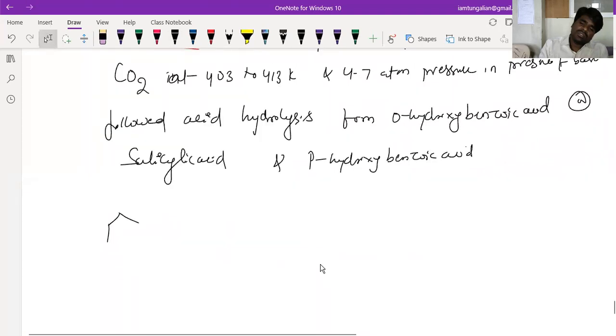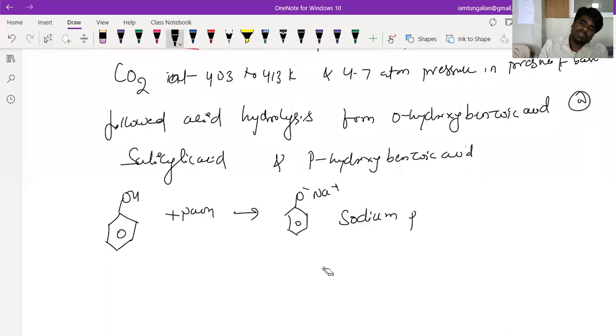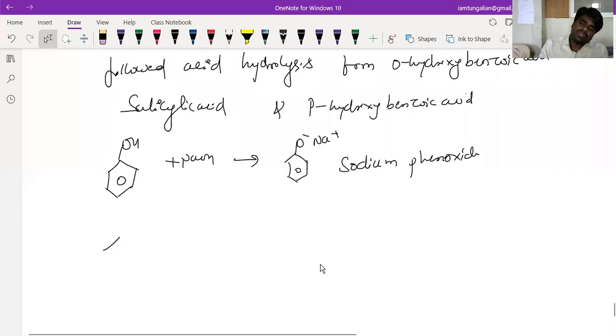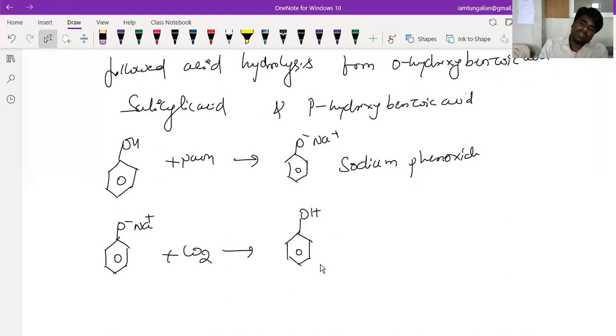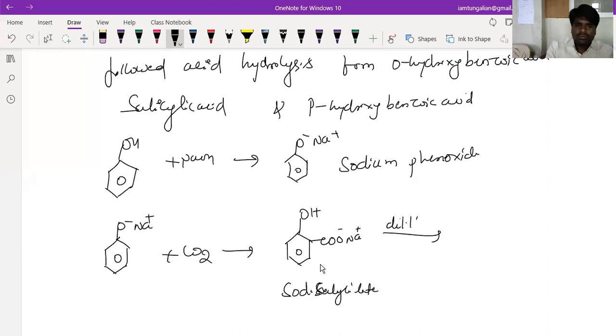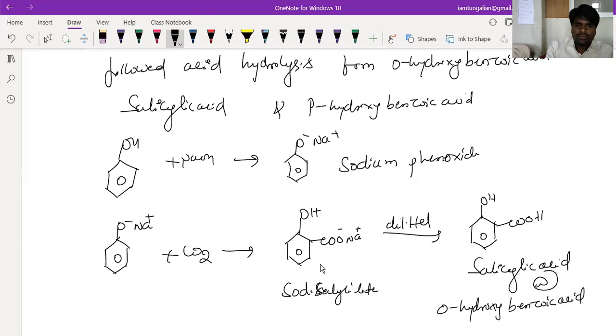So this is your phenol. Whenever we add sodium hydroxide, see what happens here, it will react with sodium or potassium. The carbon dioxide will form salicylate. On reaction or hydrolysis by dilute HCl, what will it form? This will form salicylic acid. So nothing but orthohydroxy benzoic acid. So that is called as Kolbe reaction.